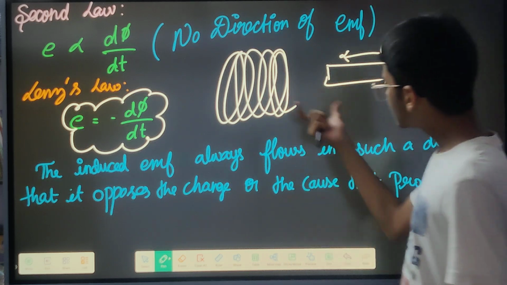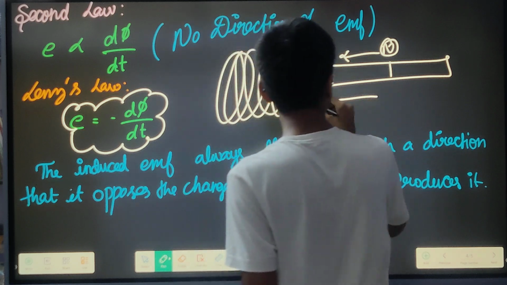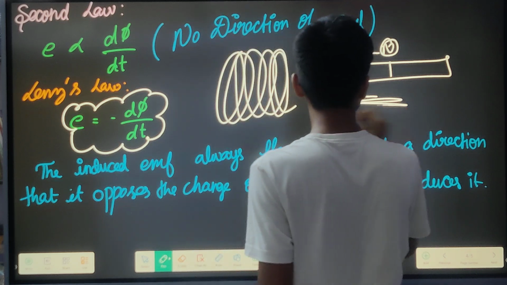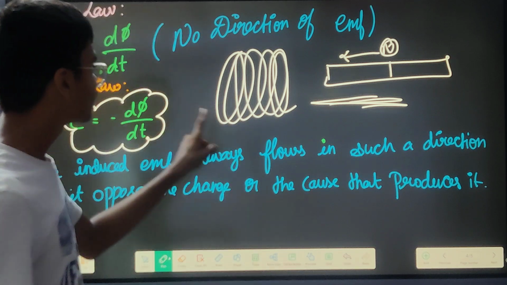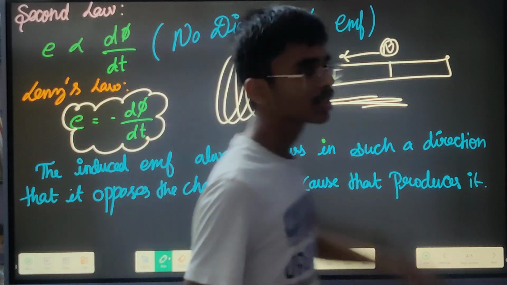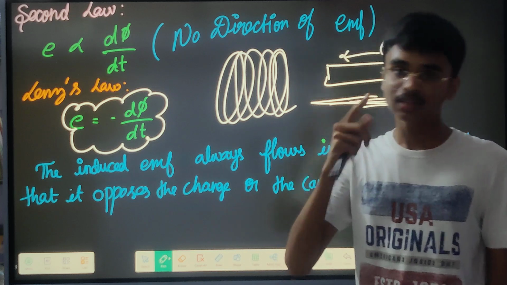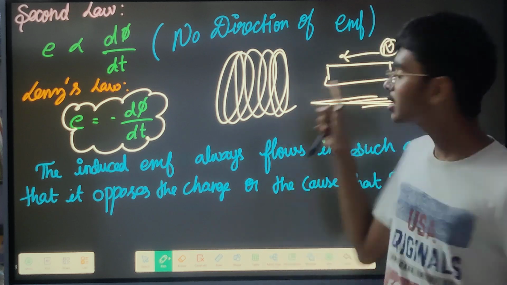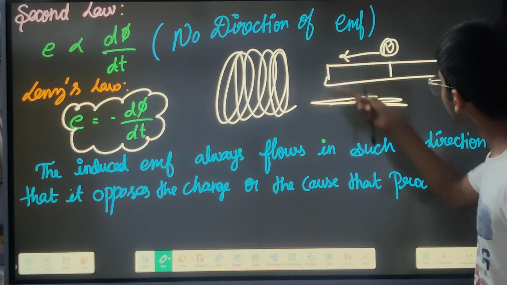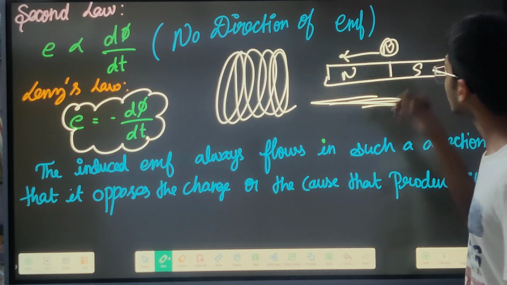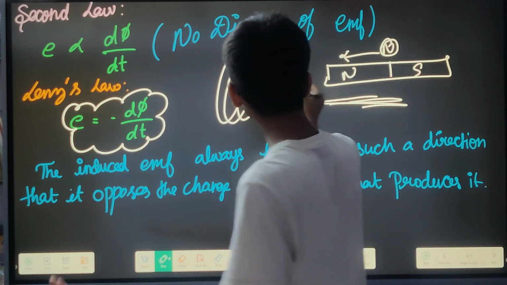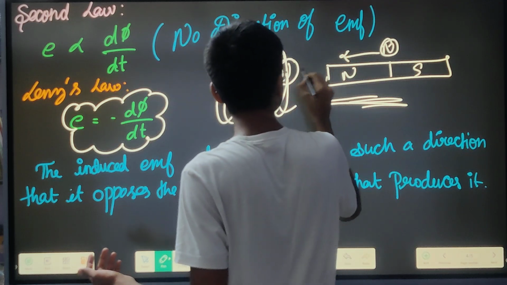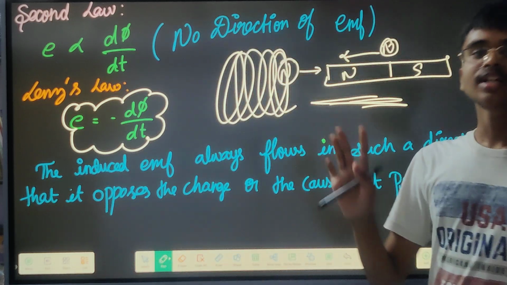Now this is moving here and there. That means there is a change in the magnetic flux, so automatically current will be induced over here. And we all know whenever current is produced, a magnetic field will be produced. To oppose this magnet, the current will be produced, and that current will produce a north pole again, so that this will be opposing the magnet and it will not come in.